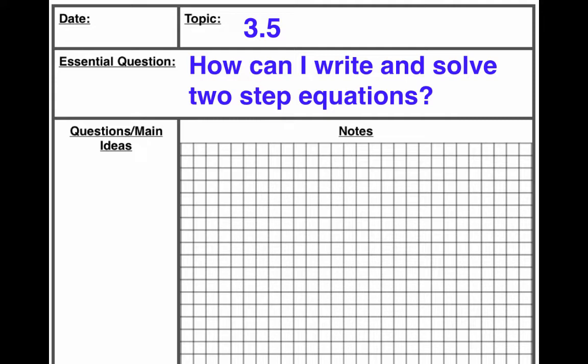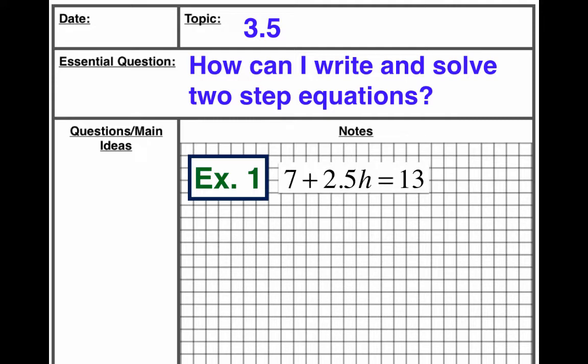And our essential question today is how can I write and solve two-step equations? So we are working on building up our equation solving skills. I find the best way to do these is just try them. Practice them, get used to them, make them more familiar, and they get pretty easy pretty fast. So here's our problem today.